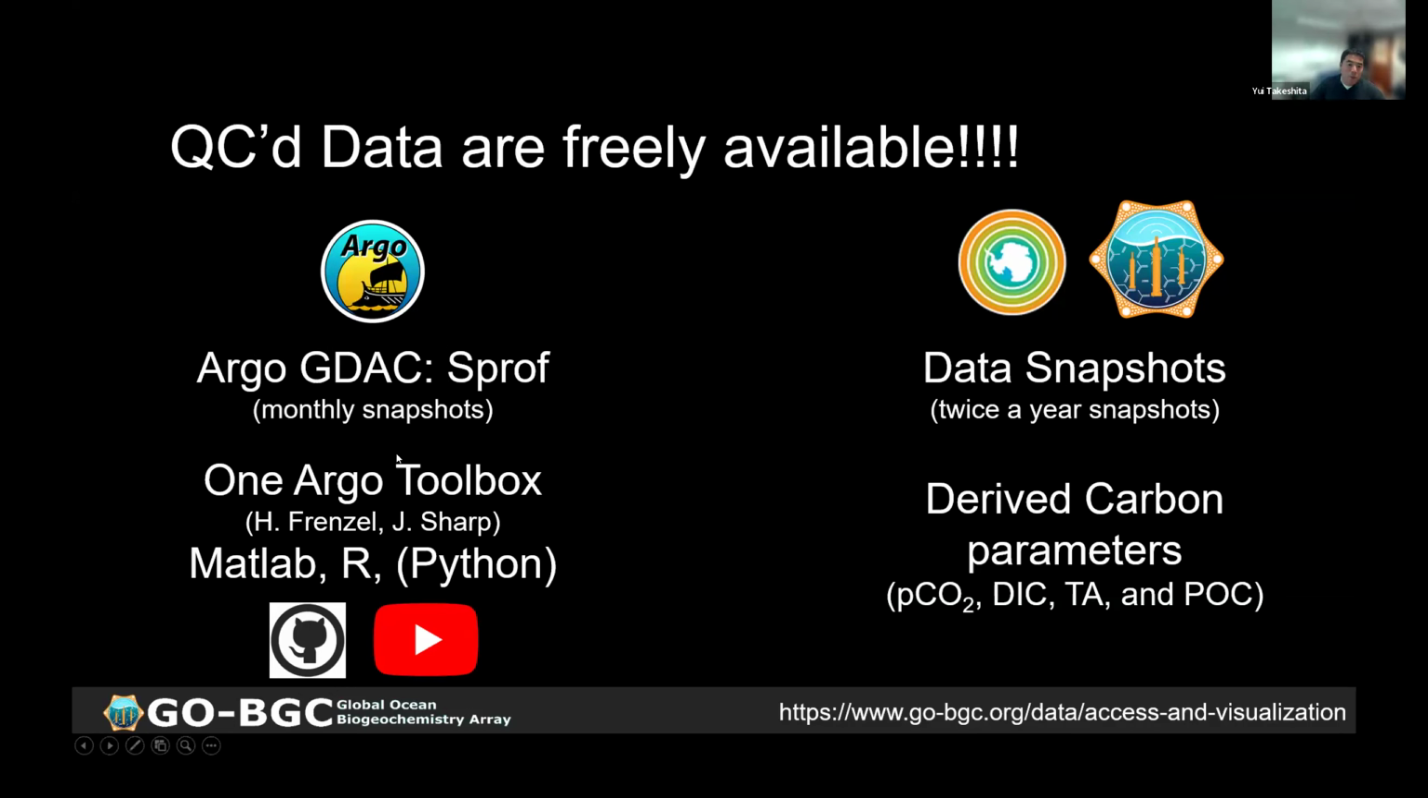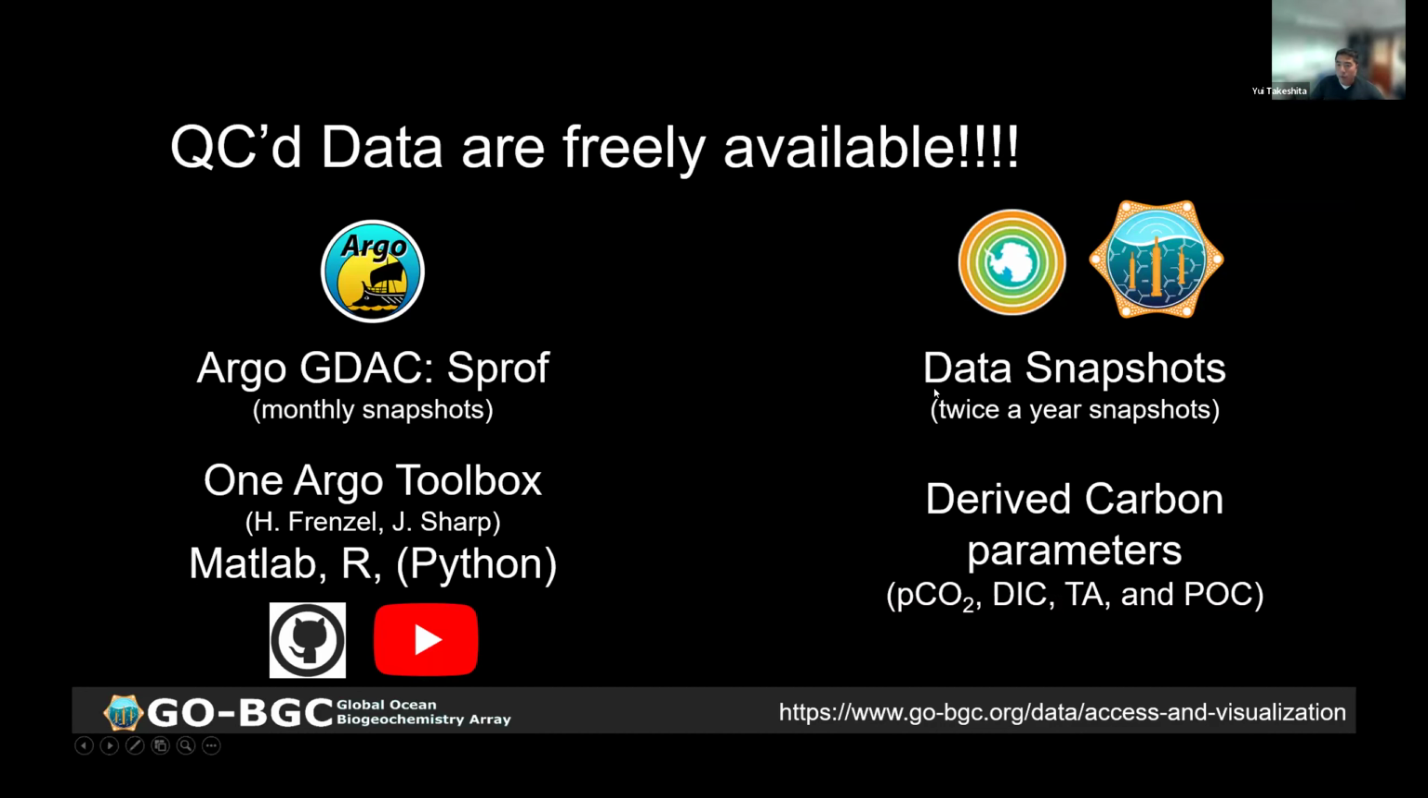much easier to use. There are toolboxes that were developed, led by PMEL, so Hartmut and John Sharp. And so this is the One Argo toolbox, written in MATLAB and R, and Yibin. Sorry, I forgot to add Yibin's name to this. My apologies. For the R. And so this allows you to query the GDAC and download data for floats that exist in a certain space or time range, parameters, and things like that.